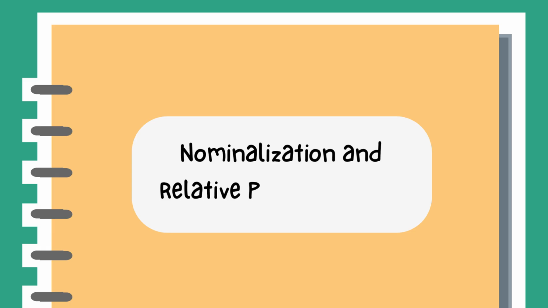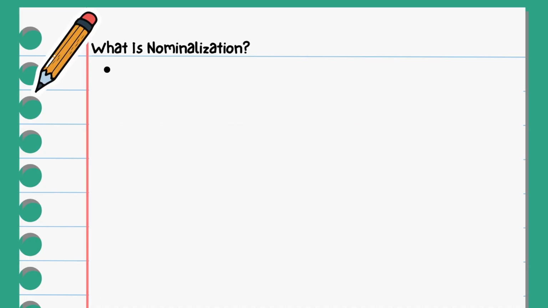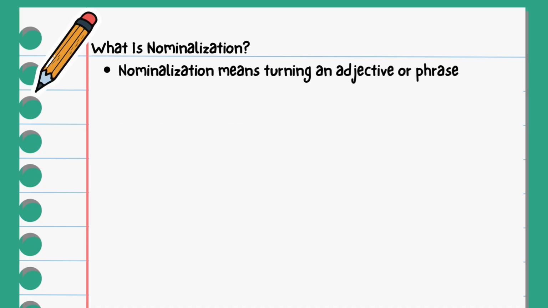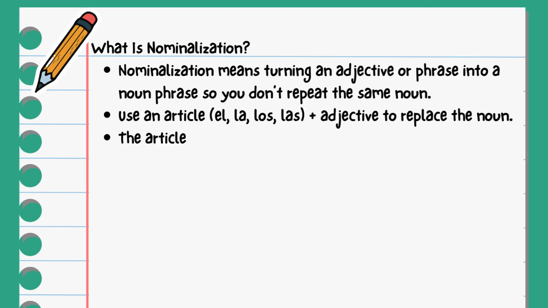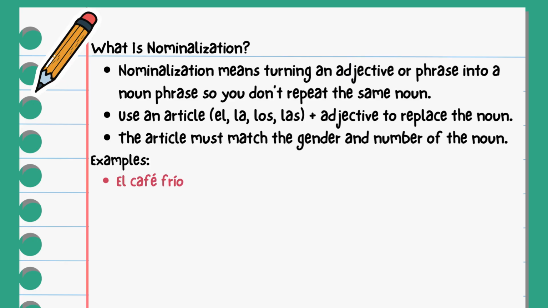Now let's talk about nominalization and the relative pronoun que. So what is nominalization? It means turning an adjective or phrase into a noun phrase so you don't repeat the same noun. You use the article el, la, los, or las plus an adjective to replace the noun. The article must match the gender and number of the noun.